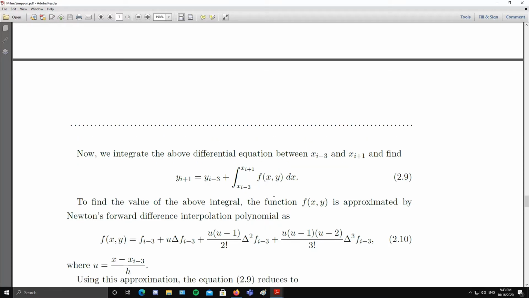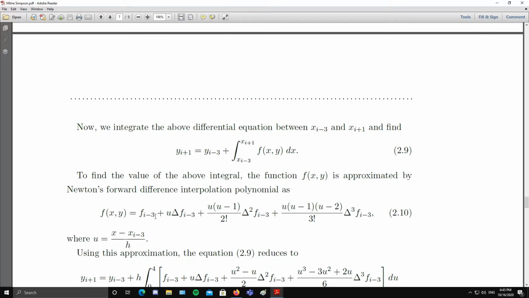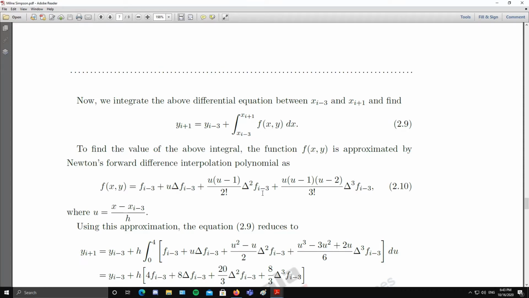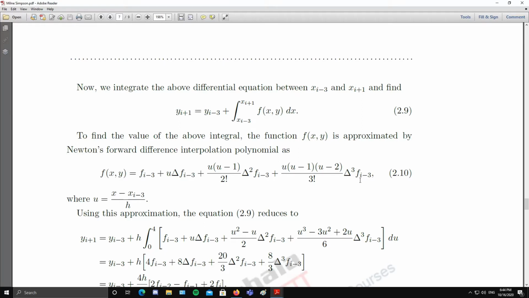So f of x, y is approximated by Newton's forward difference interpolation polynomial. f of x, y is replaced by f(i-3) plus u del f(i-3) plus u into u minus 1 by 2 factorial del square f(i-3) plus u into u minus 1 into u minus 2 by 3 factorial del cube f(i-3), where u is x minus x(i-3) by h.